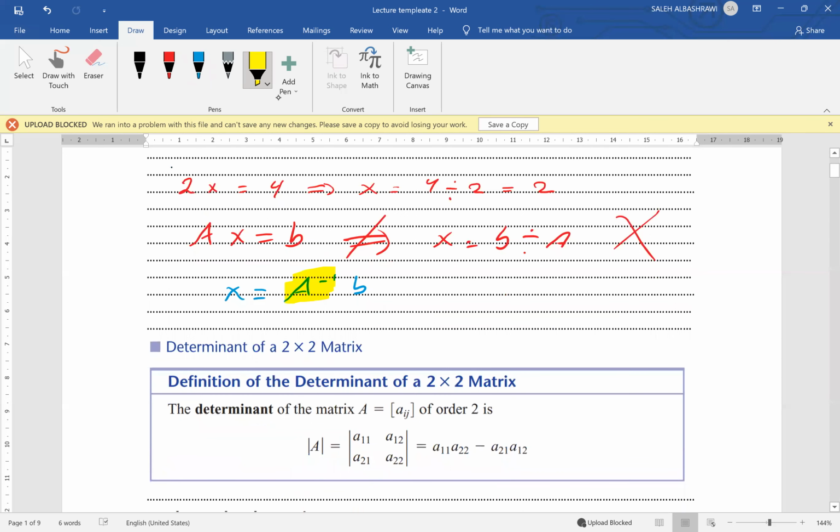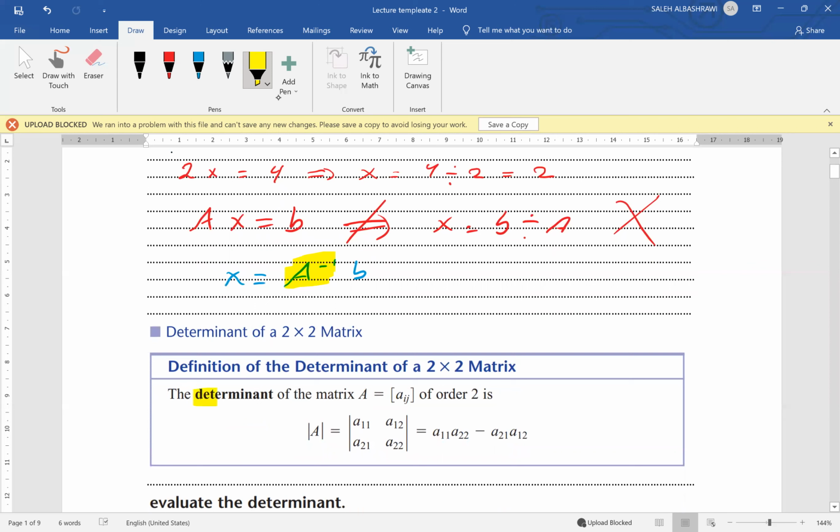For a 2 by 2 matrix, the determinant of a matrix A of order 2 is given by the absolute value of A, equal to a sub 1,1 times a sub 2,2 minus a 2,1 times a 1,2. It is the main diagonal minus the other diagonal elements. So that is what we call the main diagonal of the matrix A. This will give me the determinant of the matrix.